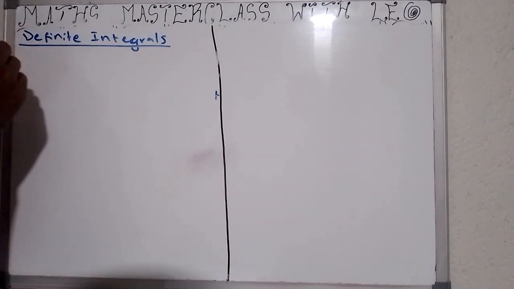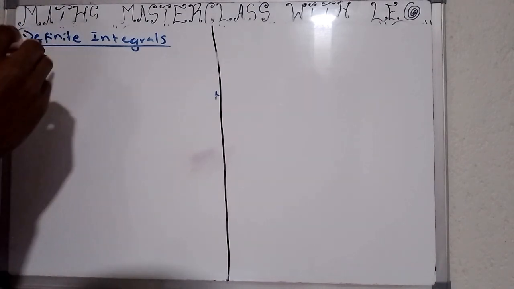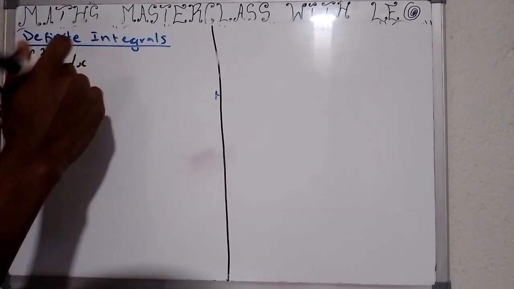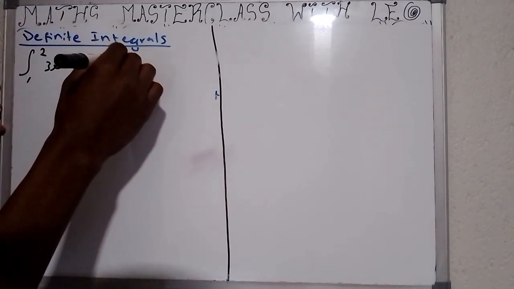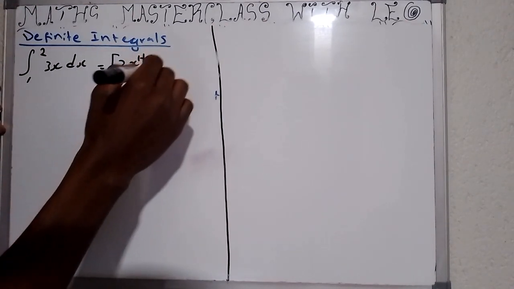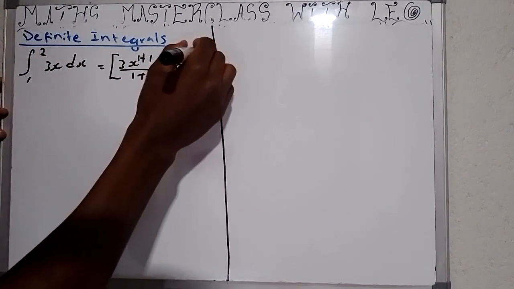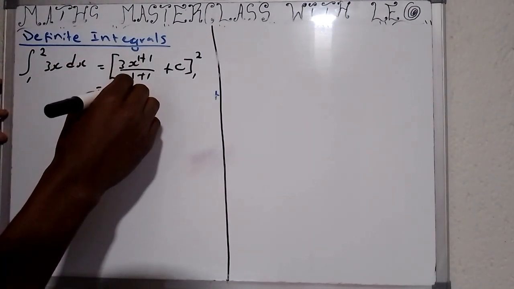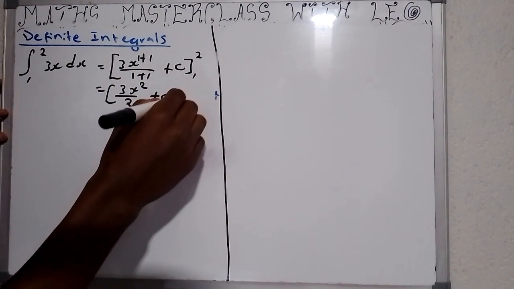Okay, I'm given the conditions 1 and 2. Then I have 3x dx. They say integrate this. When I integrate this, I know the first part. I'm going to have 3x^(1+1) over 1+1 plus c, right? But I have conditions, they start at 1 and at 2. Here I'm going to have 3x squared over 2 plus c, from 1 to 2.